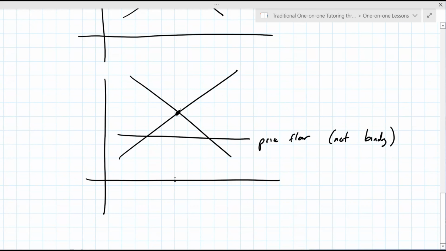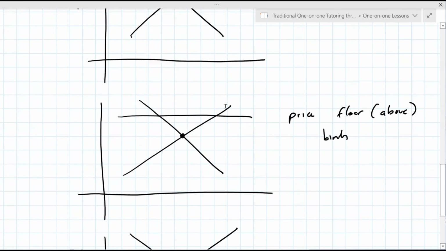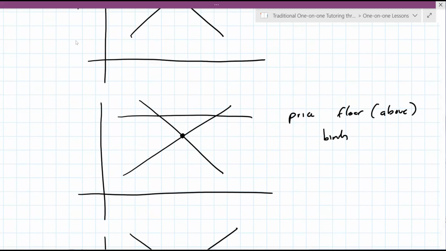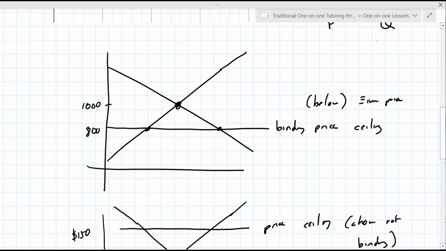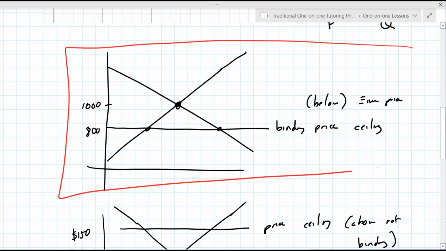So the only two that you really need to know that are binding are the ones in red here: when the price floor is above and the price ceiling is below. Those are the only two binding ones that you have to get down. Okay.